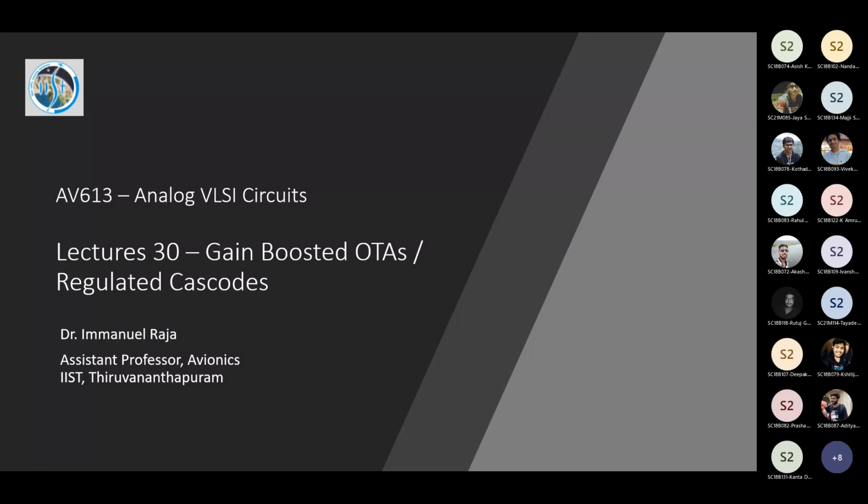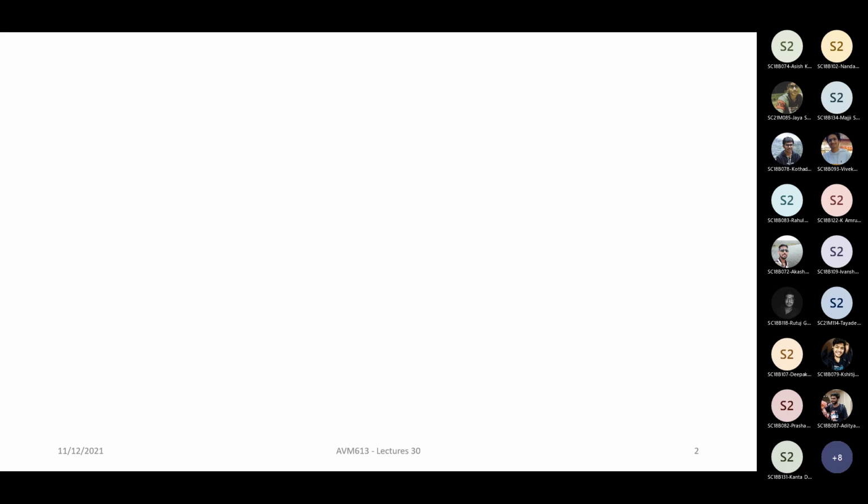Now there is another way to boost the gain of these OTAs. Those are what are called gain boosted op amps or regulated cascodes. Before we start off with the regulated cascodes, I also want to discuss this. We looked at these telescopic cascodes. In principle, although we just stacked up two transistors on the NMOS side and two transistors on the PMOS side, there are places where you can stack up even three transistors. All right.